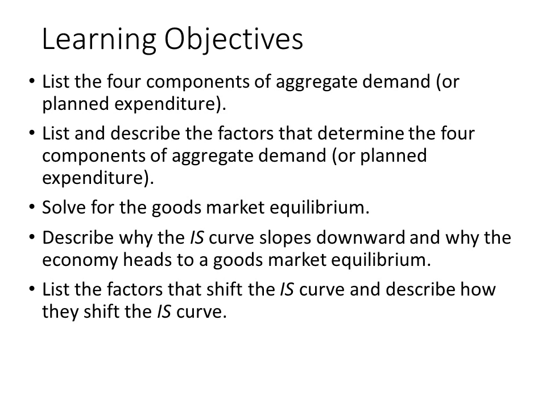Our objectives for this chapter are to list the four components of aggregate demand. We will describe and list the factors that determine the four components. We're going to solve the goods market equilibrium, and I will describe why the IS curve slopes downward and why the economy heads to a goods market equilibrium. Finally, I'll list the factors that shift the IS curve, and I'll describe how they shift the IS curve.